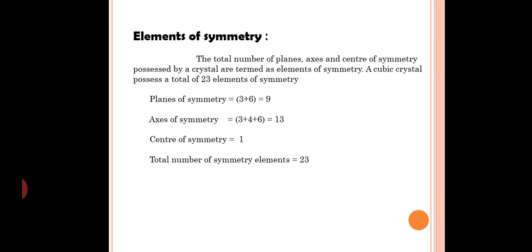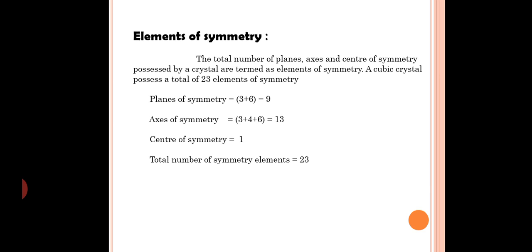In all there are 13 axes of symmetry possessed by a cubical crystal like NaCl. Now coming to these elements of symmetry, the total number of planes, axes and center of symmetry possessed by a crystal, which you can see on the screen, are termed the elements of symmetry.